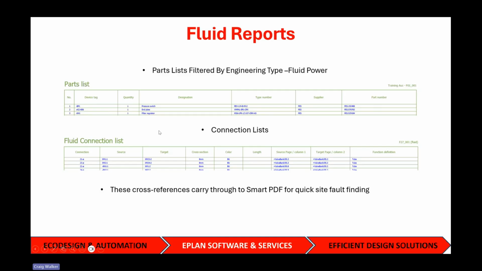Connection lists are also possible, fluid connection lists. So you can see here the connection designation, its source and target in terms of valves. I think there's a panel side push connections. You can see the cross section, diameter of the tube, color of the tube, source page, target page, and tube. And I mean, besides the fact these are automated, you can generate these automatically, which is one of the beauties of Eplan.